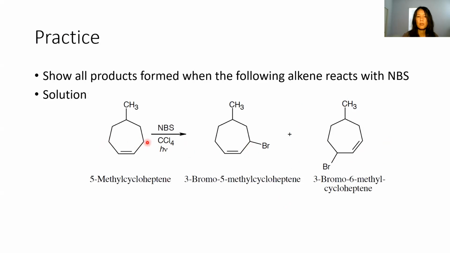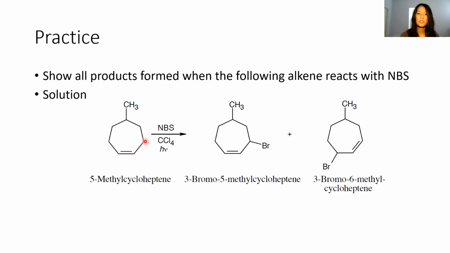So you can react here or here with equal probability to give this type of product, because imagine if you flip it over, it's the same thing. The other product is not formed until you realize once you generate an allylic radical, you can have the resonance to give the radical on this side. So let me just go over that again.